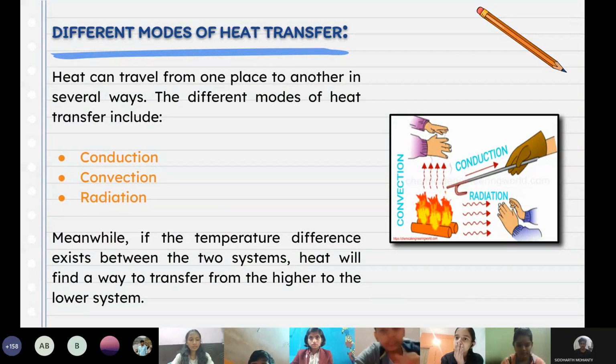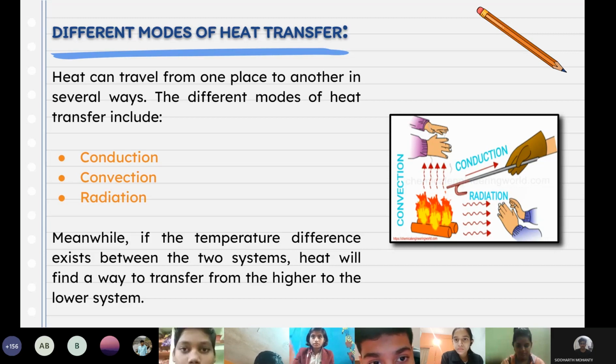So now let's understand the different modes of heat transfer. Heat can travel from one place to another in several ways. The different modes of heat transfer include conduction, convection, and radiation. If a temperature difference exists between two systems, heat will find a way to transfer from the higher to the lower system. As I already said, when you bring a hotter body to a cooler body and there is a medium between them to propagate heat, then there will always be a method of heat transfer.